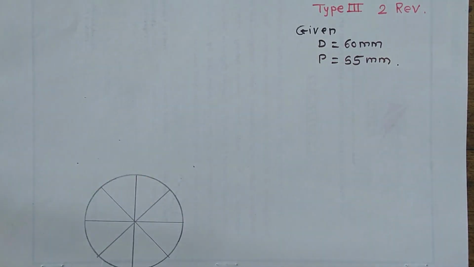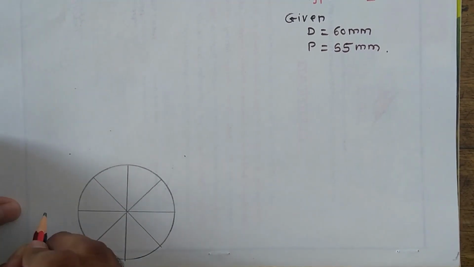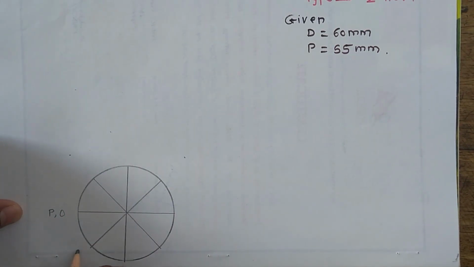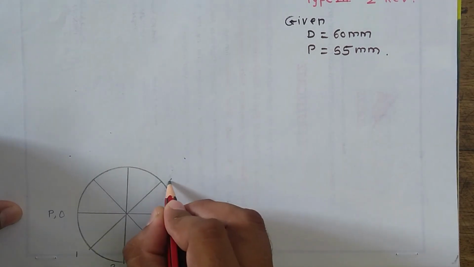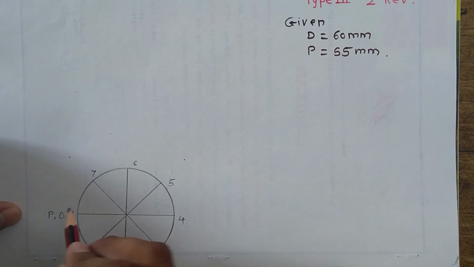Okay, now I will give numbering to this circle. So this point will be P, or here I can give a 0 also. This will be 1, 2, 3, 4, 5, 6, 7 and this will be 8.